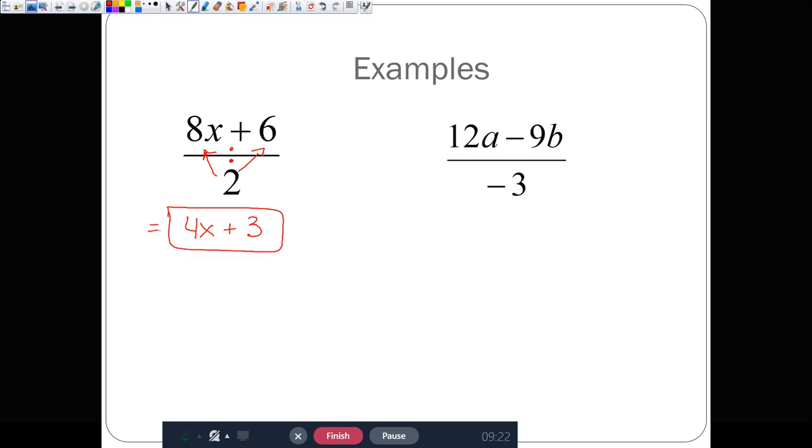Okay, now here, I'm doing the same thing. I'm going to treat this like a division sign and I have to divide both. I have one positive, one negative. So one negative means it's going to be negative. So 12a divided by 3 is going to be 4a, and it'll be negative. Here I have two negatives, so it's going to be positive. So 9b divided by 3 would be 3b.